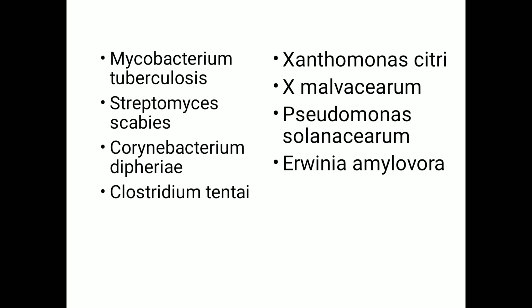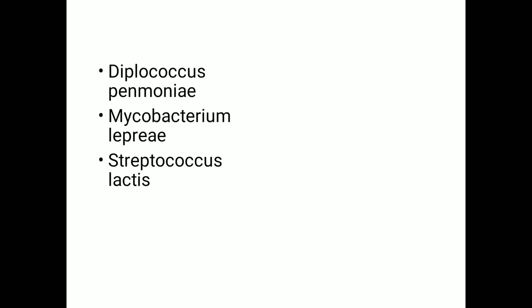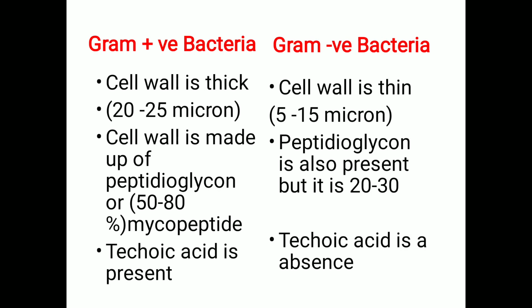Next, how do we differentiate gram positive and gram negative bacteria? The clear-cut difference is given. Here we mentioned the examples of gram positive and gram negative bacteria, but what is the basic difference between them? That is given here. The cell wall of gram positive bacteria is thick, and in the case of gram negative bacteria, a very thin cell wall is there. The size of the cell wall is 20 to 25 nanometers in gram positive, and 5 to 10 nanometers in gram negative bacteria. So that indicates thick and thin cell wall.